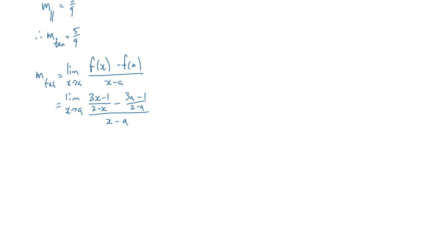Now is where we choose our strategy. So in this case, we're going to multiply by a common denominator. So (2 minus x)(2 minus a) over (2 minus x)(2 minus a). So I'm multiplying by a common denominator in the numerator of the limit statement. Again, there is another way of doing this. You can get a common denominator on top, right? So there's two slightly different ways of doing this kind of a question.